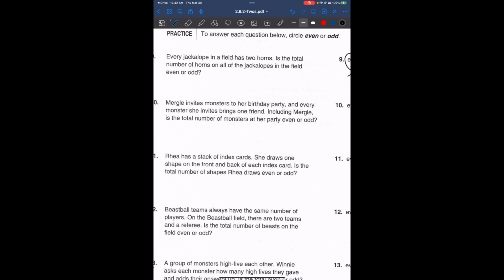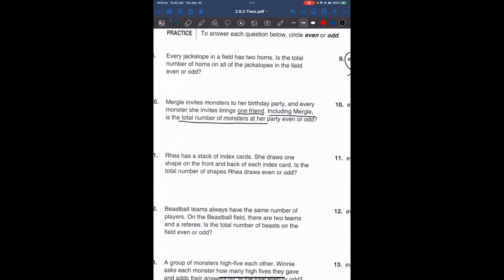Margot invites monsters to her birthday party, and every monster she invites brings 1 friend. Including Margot, is the total number of monsters even or odd? So for every friend, they bring 1 other friend. So that basically means that's a group of 2 friends. For every friend that Margot invites, there's always going to be 1 friend that tags along. So it's always going to be a group of 2 friends. So right now it looks like even.